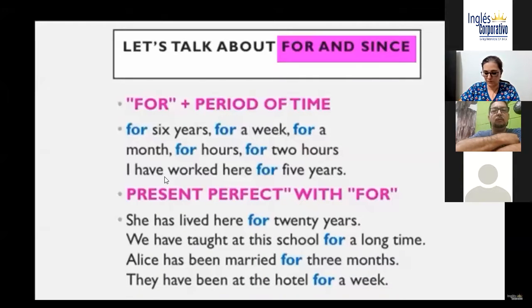Let's talk about for and since. For plus a period of time: for 6 years, for a week, for a month, for hours, for 2 hours. I have worked here for 5 years. Present perfect with for. She has lived here for 20 years. We have taught at this school for a long time. Alice has been married for 3 months. They have been at the hotel for a week.